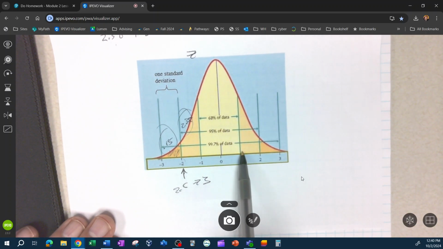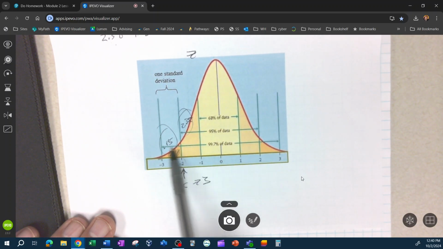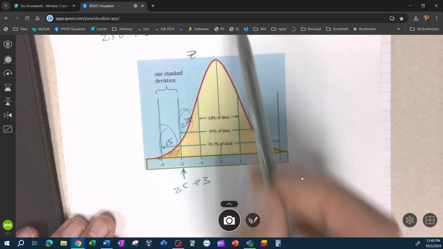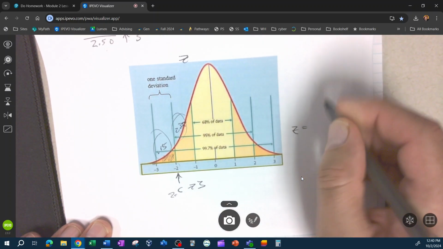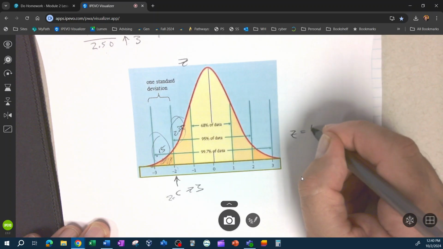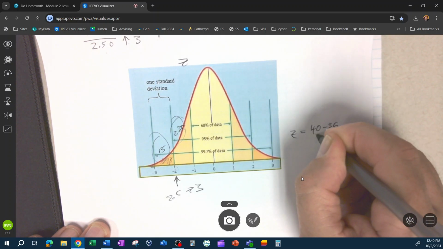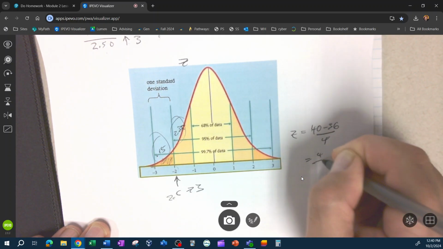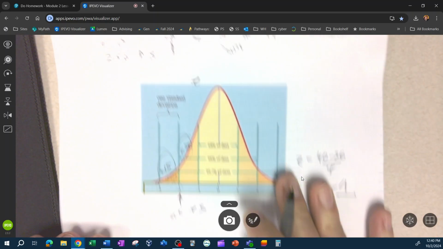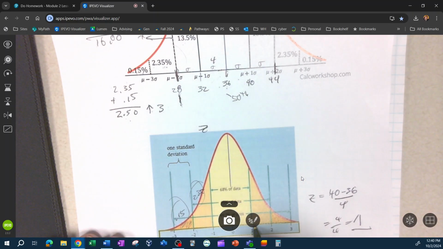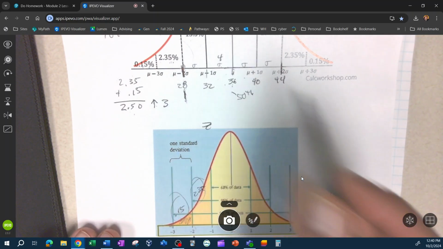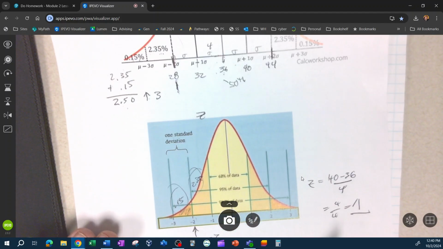It would be how much of the data is to the left of Z equals 1. Right? Because for 40, Z would be 40 minus 36 divided by 4, which is 4 over 4, equal to 1. So this 40 would correspond to this, and it would be the same percentage of the data. So you can either use the 40 or use the 1, and you'll get the same thing.